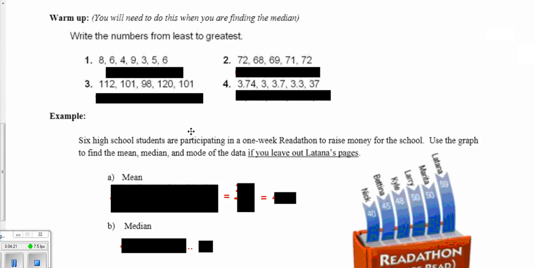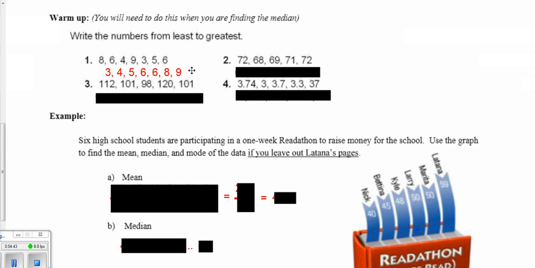So when we are going over or looking at some of our data sets, this is a quick little warm-up. This will always help you find the median. We're just simply going to write the numbers from least to greatest. So if we have number 1, this set of numbers, 8, 6, 4, 9, 3, 5, 6, we need to write them from least to greatest. Well, that'd be 3, 4, 5, 6, 6, 8, 9.